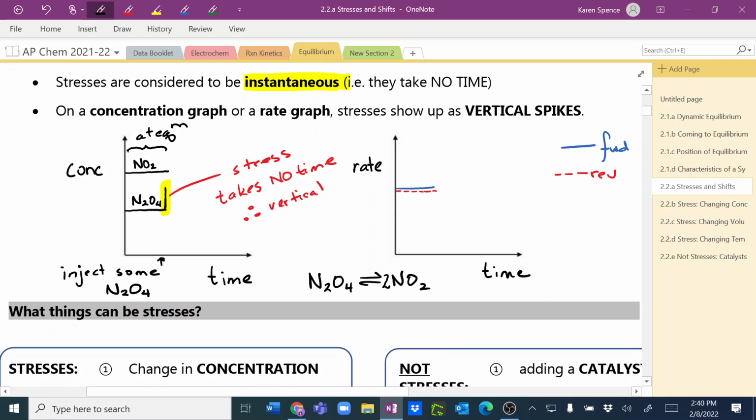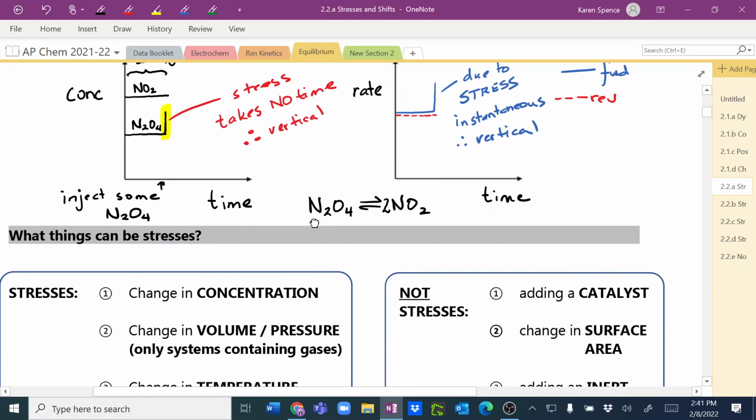So if this was our reaction, and I added extra N2O4, which rate would I have changed? Would I have changed the forward rate or the reverse rate? I would have changed the forward rate, yes. So the forward rate would go up, and that would be due to the stress. And because it is due to the stress, it is going to be instantaneous, and it's going to be vertical. Like I said, that's not in real life, but that's okay. We can do anything on paper that we want to.